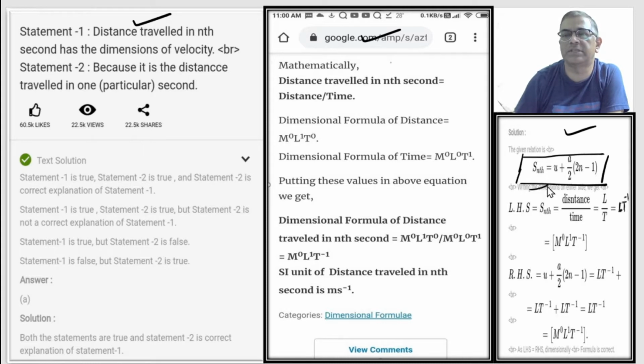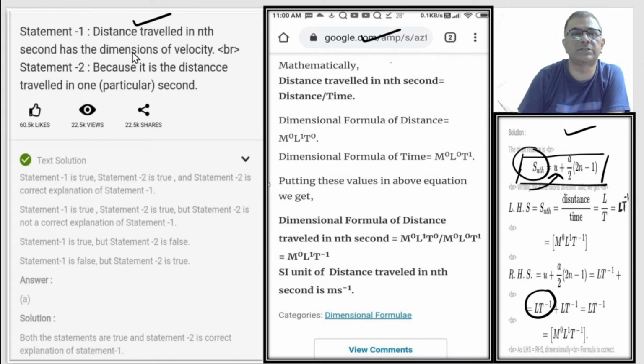Look over this. This is the velocity, and this is in fact the initial velocity. Dimensional formula of initial velocity happens to be LT^-1. So people take it for granted that the dimensional formula of distance covered during nth second of the journey should also be LT^-1.